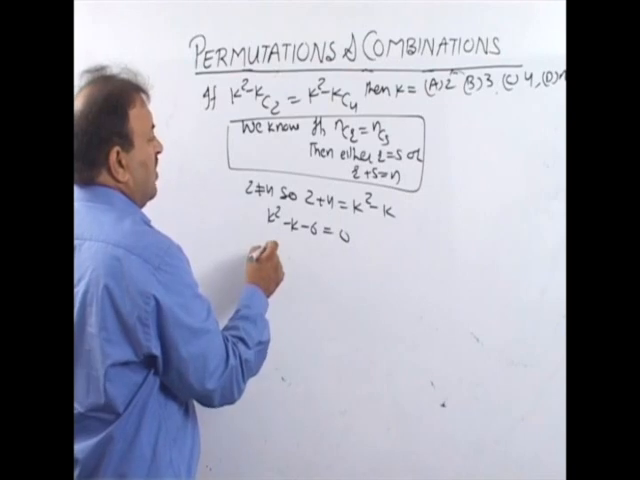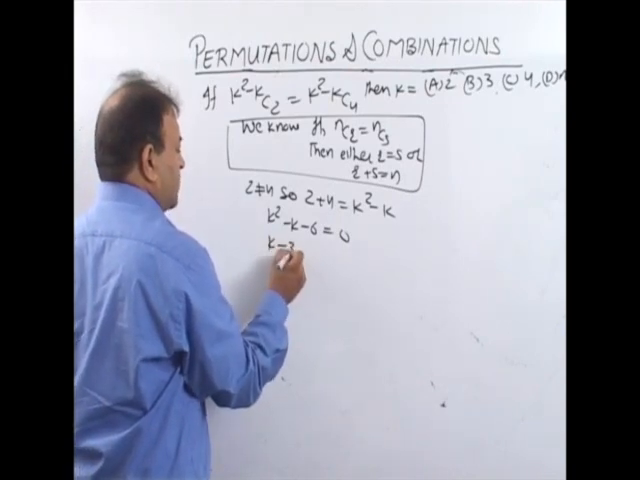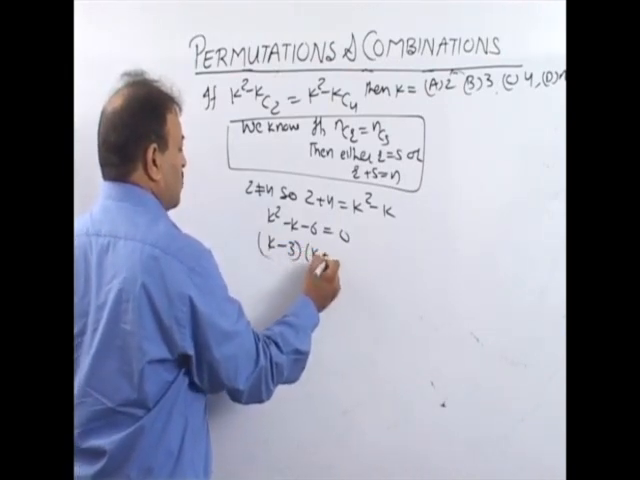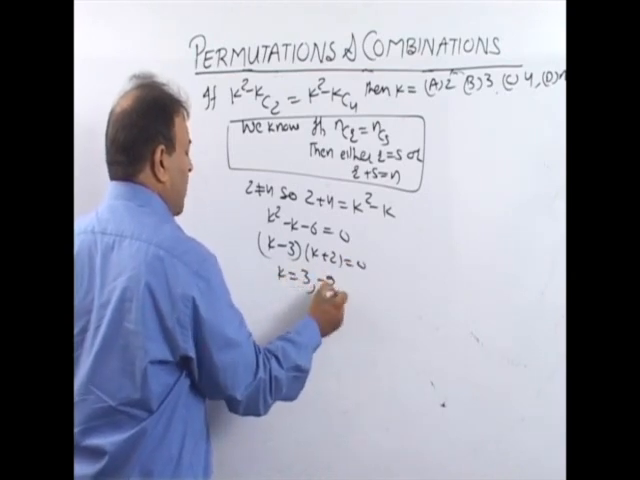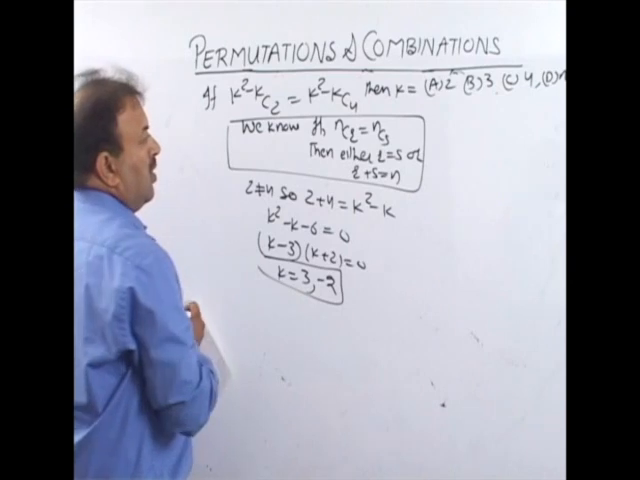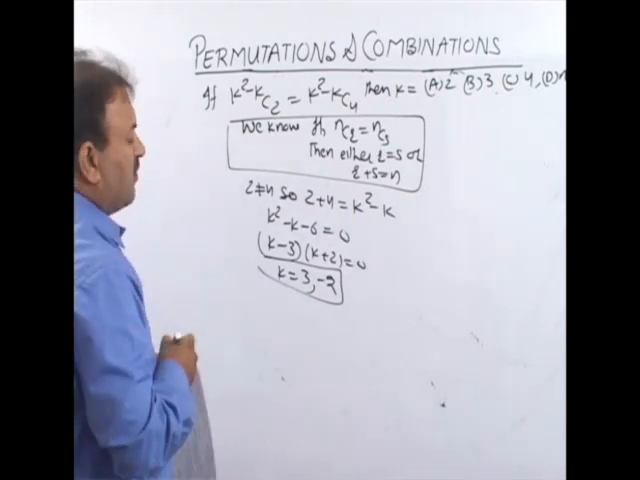We simplify the value over here. It is (k minus 3)(k plus 2) is equal to 0. The value of k comes out to be 3 and minus 2. Now we can say the option is B.